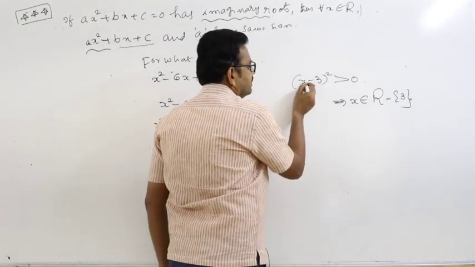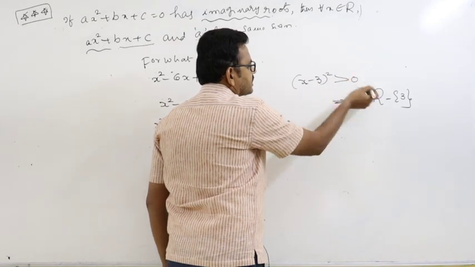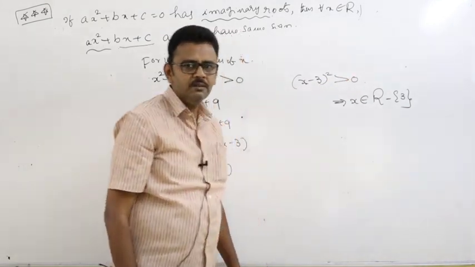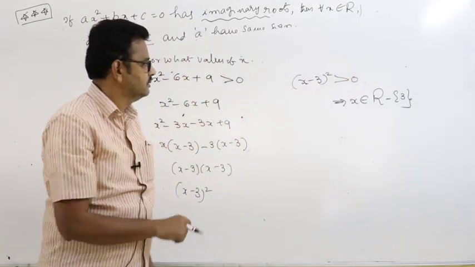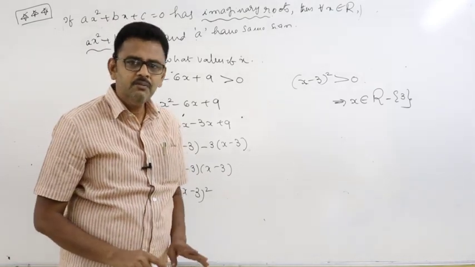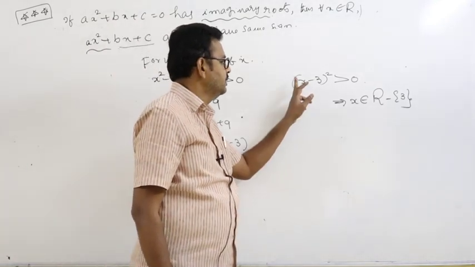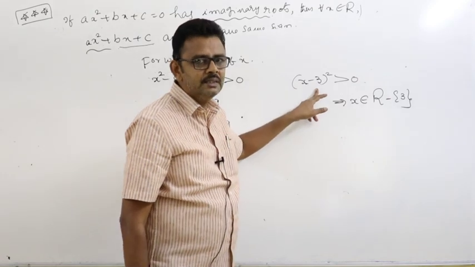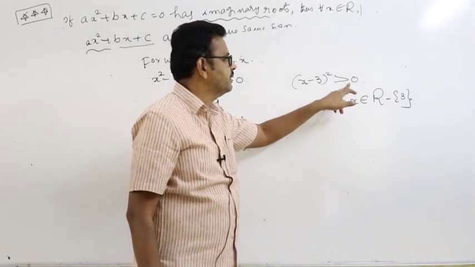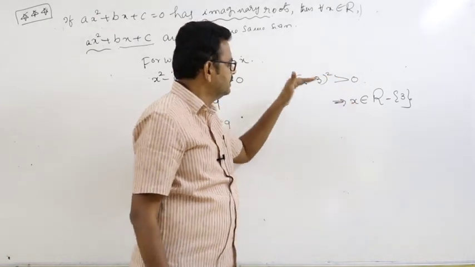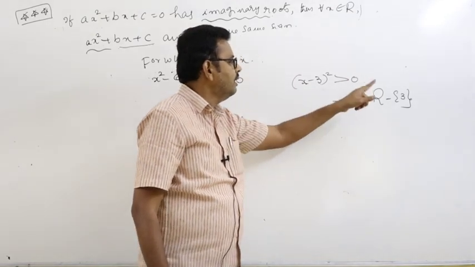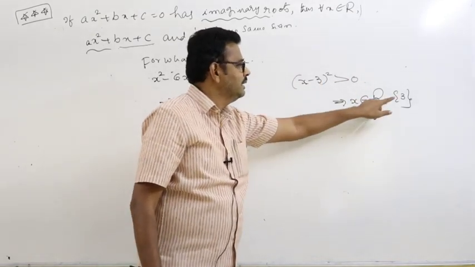If I write x equal to 3, 3 minus 3 is 0, and 0 is not greater than 0. So that's wrong. Other than 3, if I take a negative number, say minus 4, minus 4 minus 3 is minus 7, minus 7 whole square is 49, which is positive. So this is greater than 0 for all real values of x except 3.